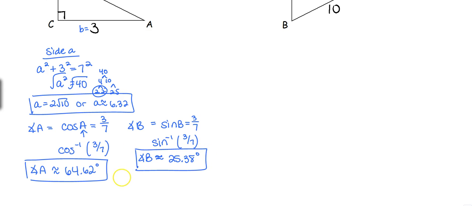You could have also remembered that in a triangle, all 3 angles add up to 180. So 180 minus the 90 that you were given, minus the 64.62 that we had from angle A, and you can subtract to find that same answer of 25.38 degrees for angle B.